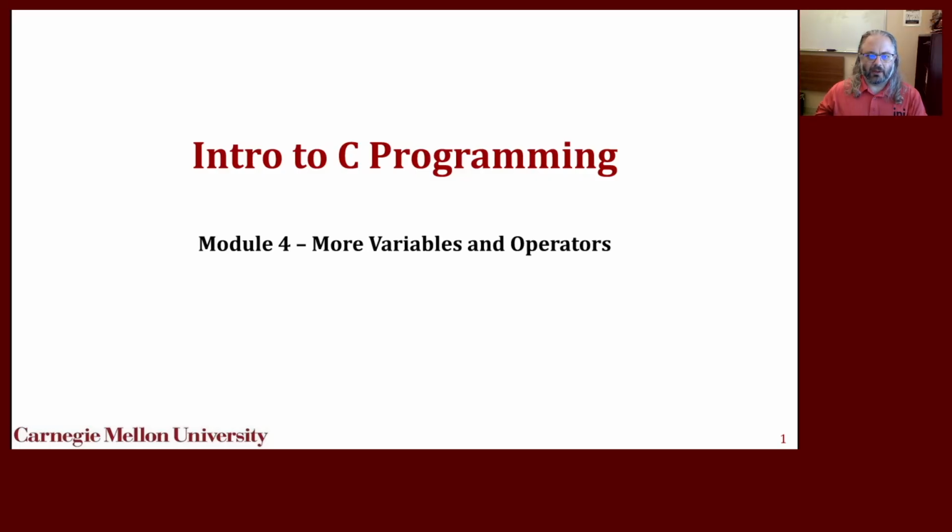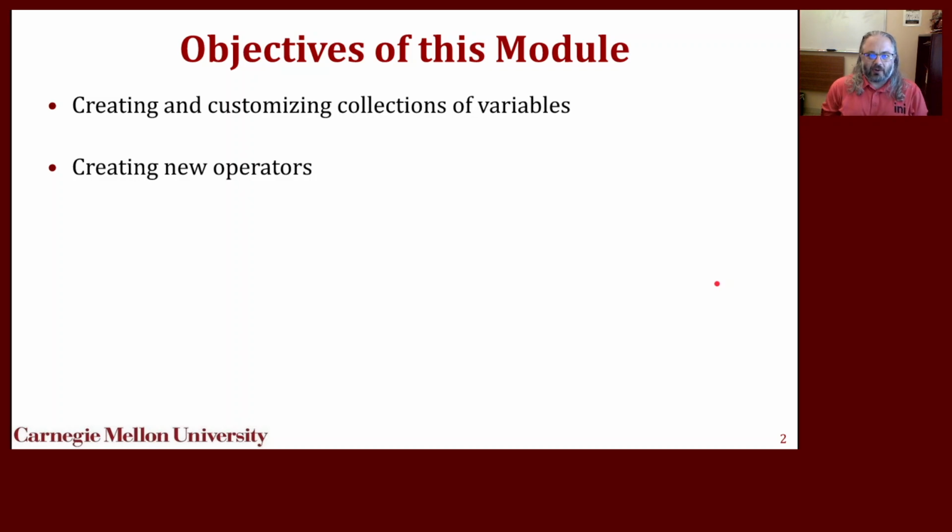In Module 4, we're going to go into a deeper dive on variables and operators. A lot of this builds on what we talked about in Module 2 and goes into a lot more depth. So let's get started. In this module, we're going to focus on some additional ways of creating and customizing variables, our own variable types, and looking at collections of variable types. And then we're going to look at extending the collection of operators available in C by creating our own.